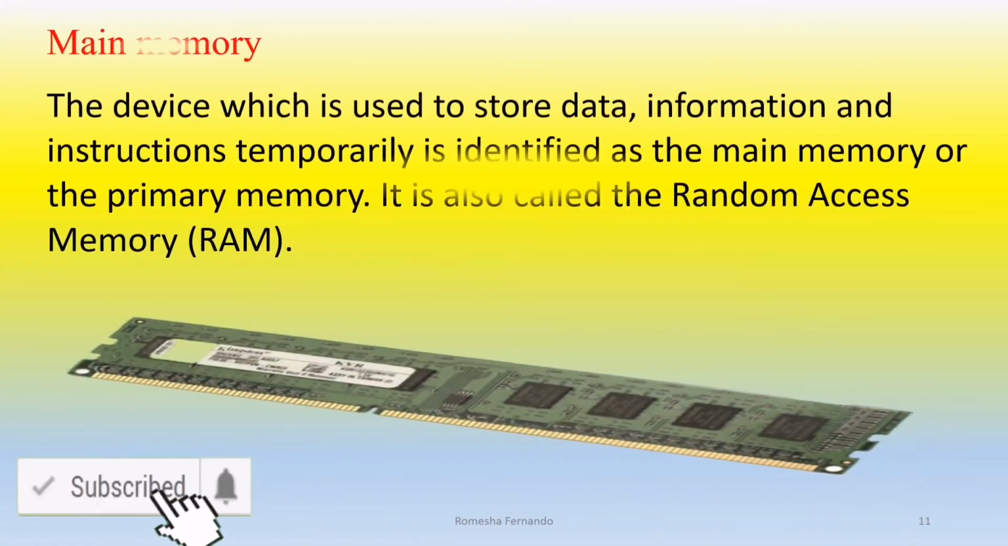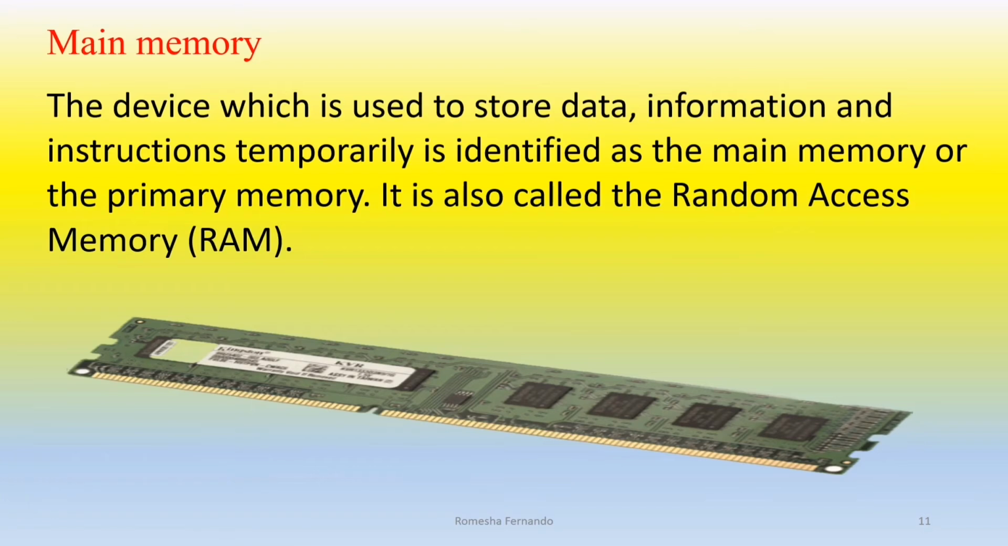The device which is used to store data, information and instructions temporarily is identified as the main memory or the primary memory. In other words, primary memory holds only those data and instructions on which the computer is currently working. It is also called the random access memory, RAM. It has a limited capacity and data in the memory is lost when power is switched off.